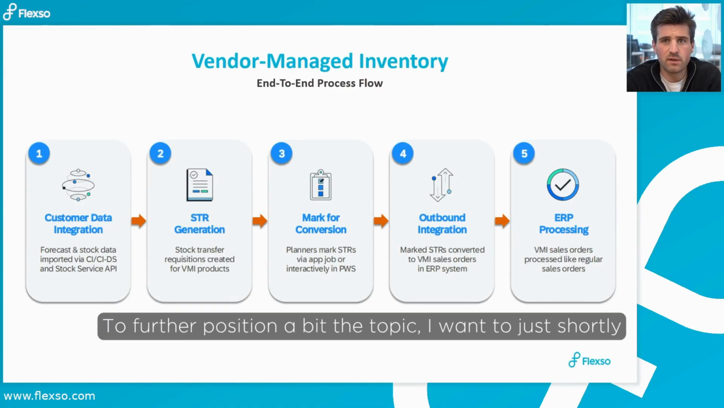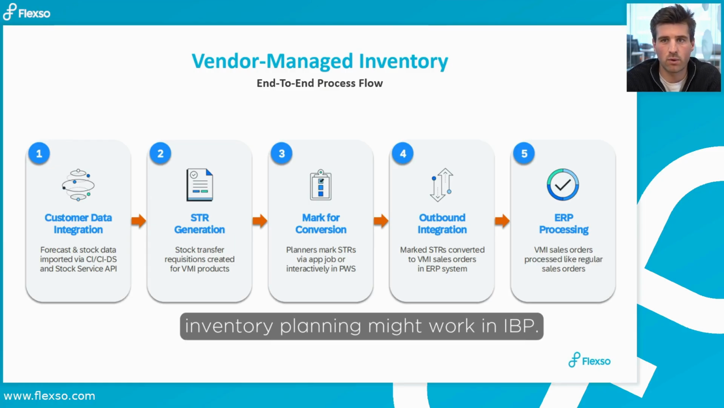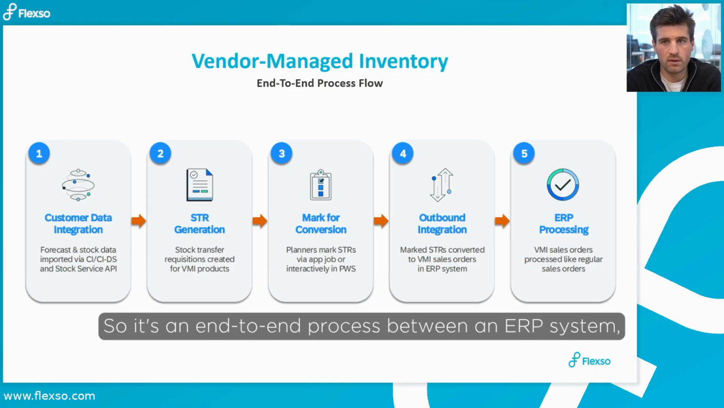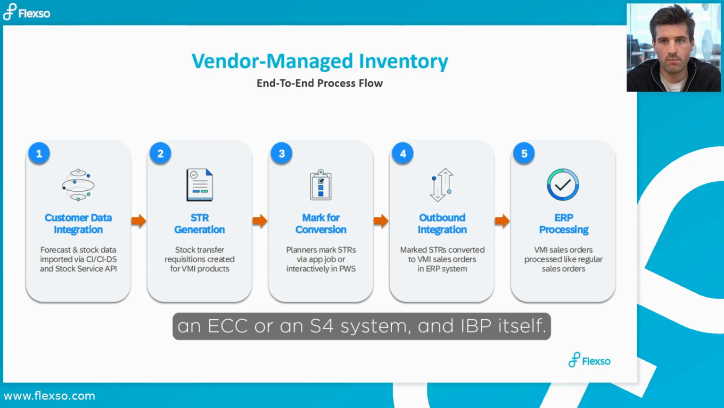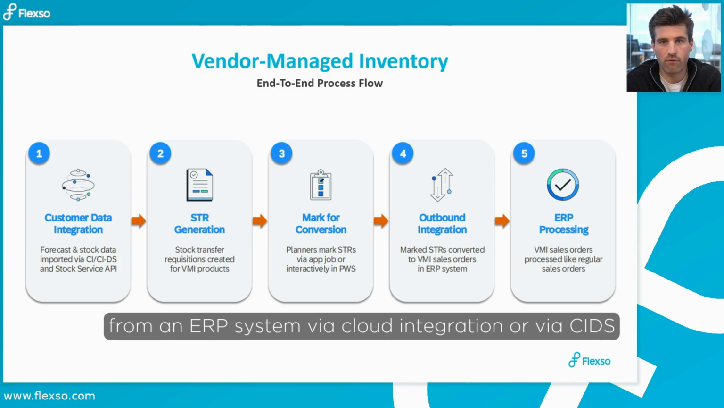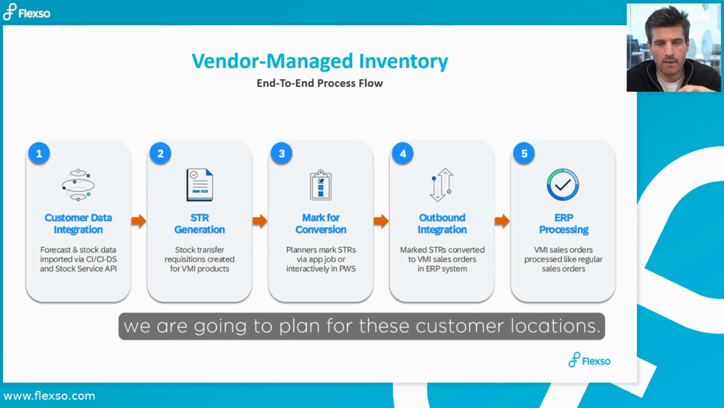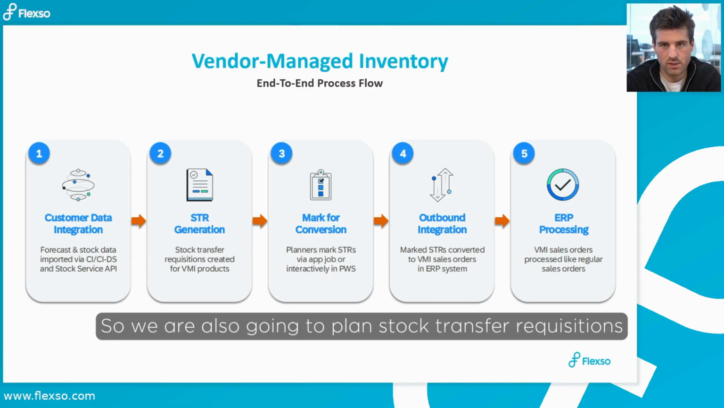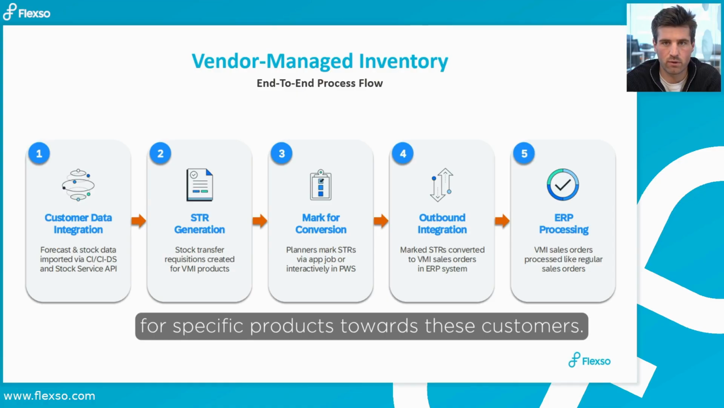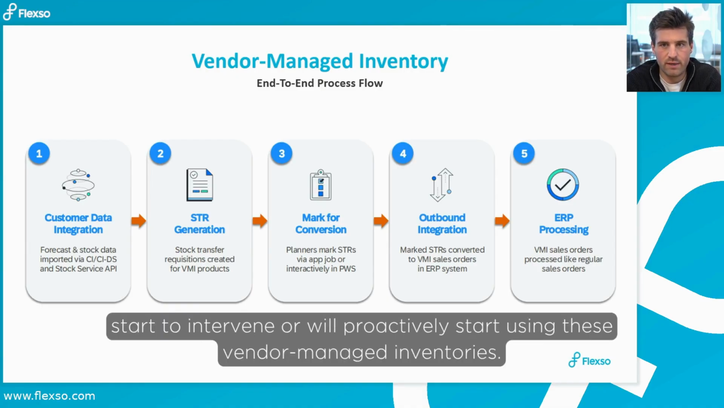To further position the topic, I want to shortly go through the end-to-end process flow of how this vendor-managed inventory planning might work in IBP. It's an end-to-end process between an ERP system, an ECC or an S4 system, and IBP itself. Everything starts with integrating forecast data and stock data from an ERP system via cloud integration or via CIDS or via pre-delivered APIs. Then we end up in IBP and we are going to plan for these customer locations. So we are also going to plan stock transfer requisitions for specific products towards these customers. And then the planner will start to intervene or will proactively start using these vendor managed inventories.